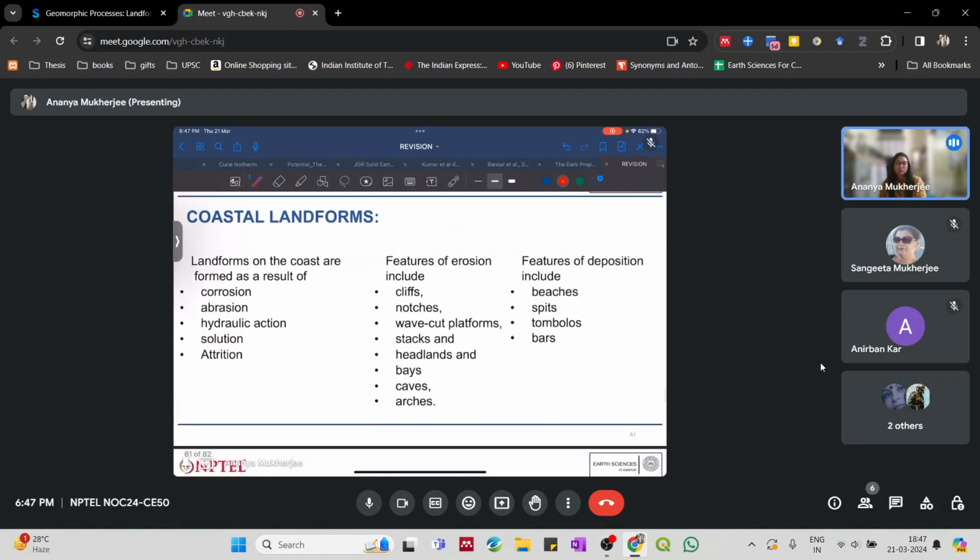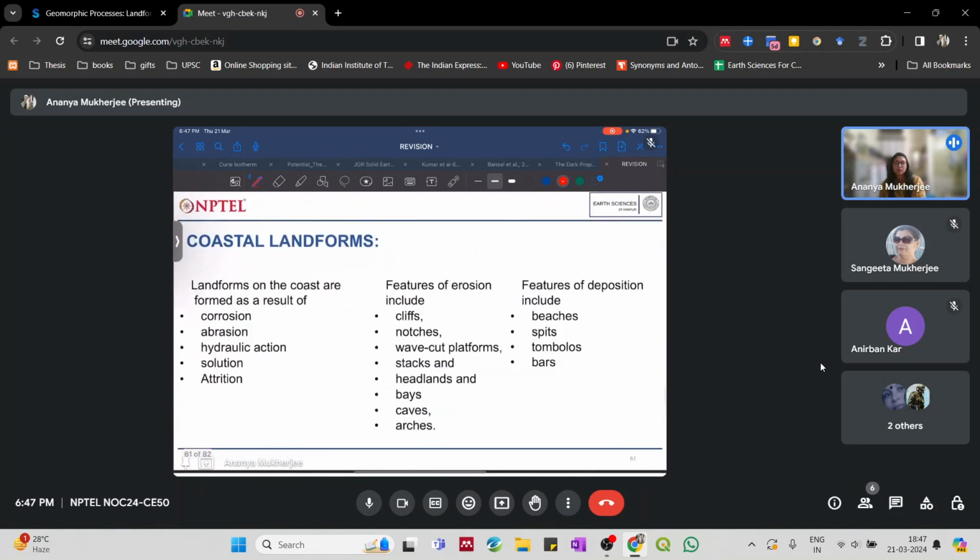Okay, so the erosional activities in coastal areas can happen due to corrosion, abrasion, solution, attrition, hydraulic action. Most of the features that we see in coastal areas are due to the erosional effects of the water, and along the beach mostly the depositional landforms are seen.